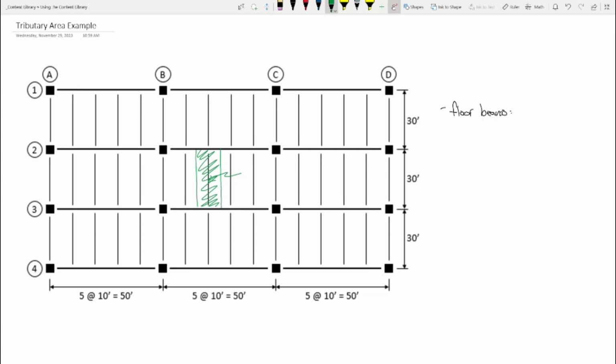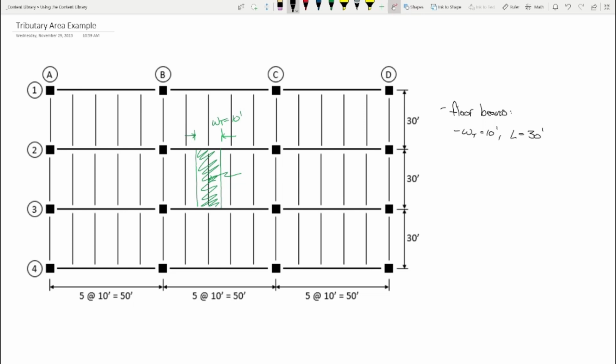So, just so we're on the same page, what is that width right there? 10 foot, because it's 5 on each end, right? So I'm going to call this WT. The tributary width is 10 feet. I'm calling it the width, okay? All right, so for this floor beam, we have a tributary width of 10 feet and a length of 30 feet, okay?